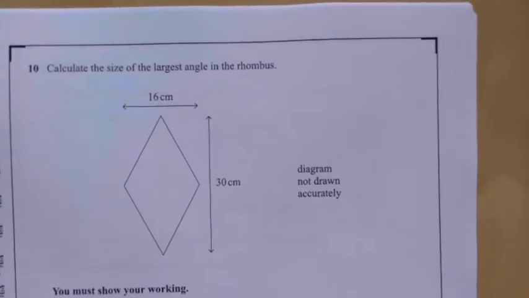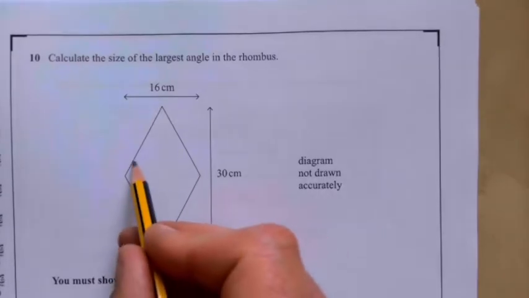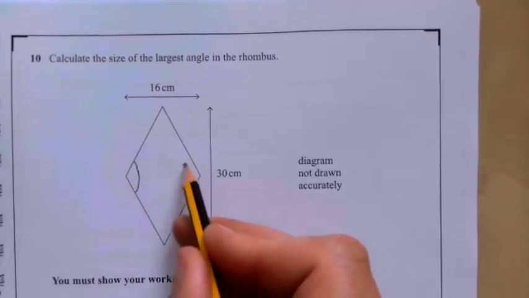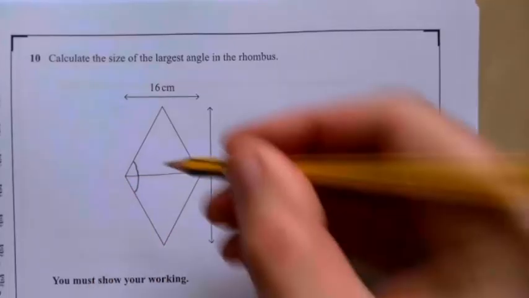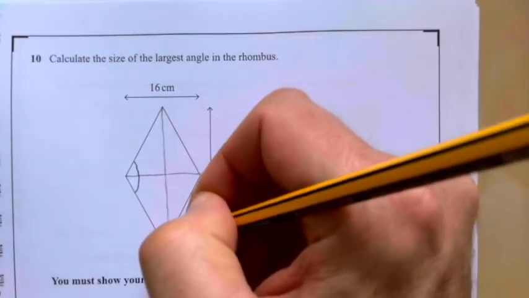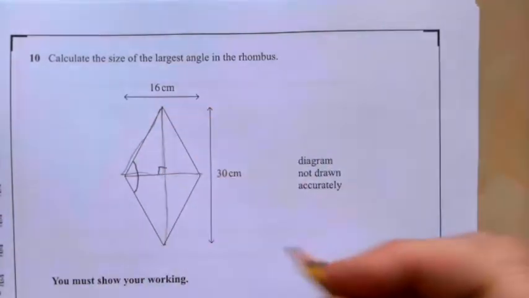Calculate the size of the largest angle in the rhombus. You must show your working. So we're trying to find this angle here. That's going to be the biggest angle. It's the same as that one, whereas that's the smaller angle. What I'm going to do is split the rhombus like this, and those diagonals cross at right angles, and I'm then going to lift out this triangle here and draw it down here.